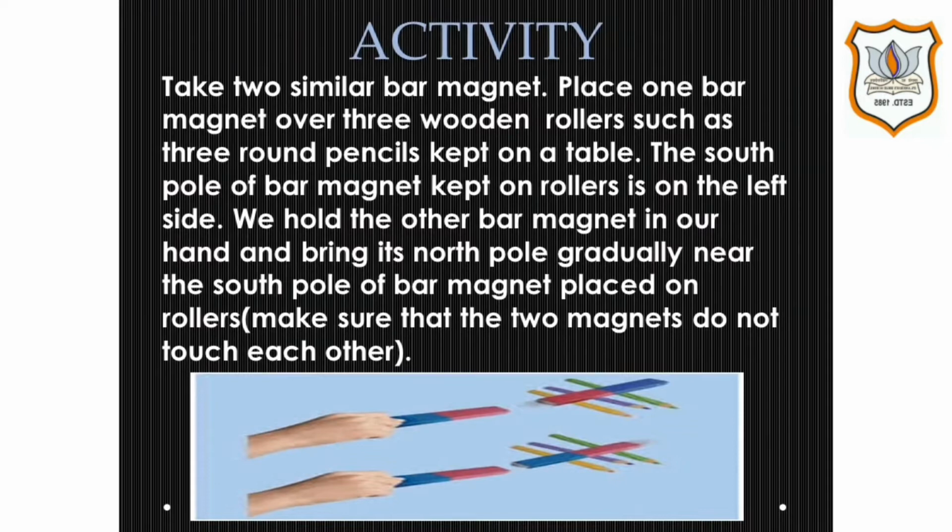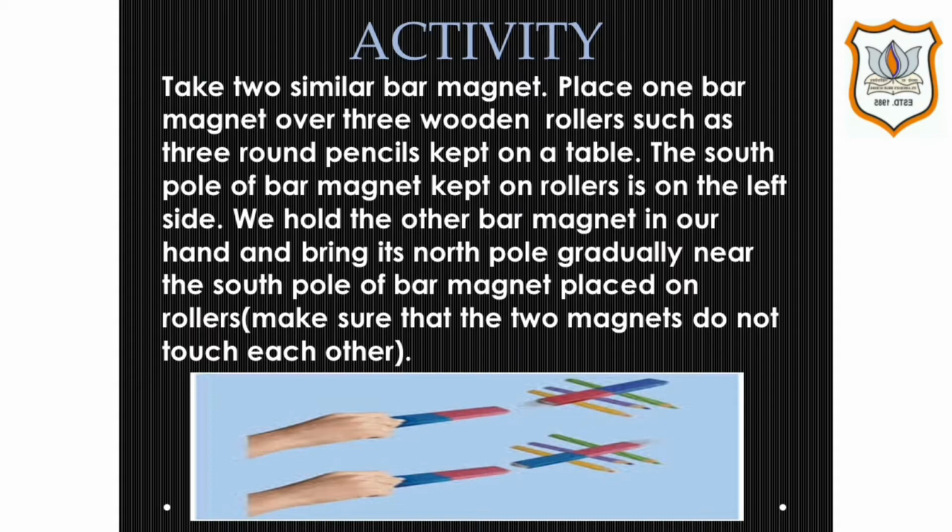Students, we have already studied in class 6th that the like poles of two magnets repel each other, whereas unlike poles of magnets attract each other. This means that there is a magnetic force of repulsion between the like poles of two magnets. On the other hand, there is a magnetic force of attraction between the unlike poles of two magnets.